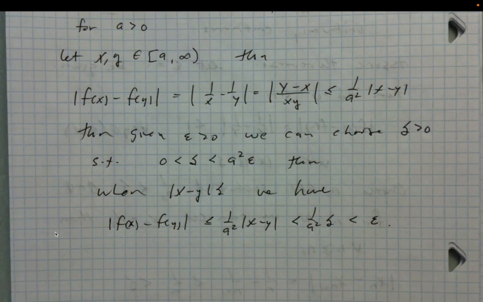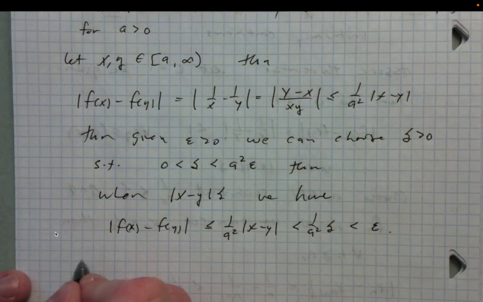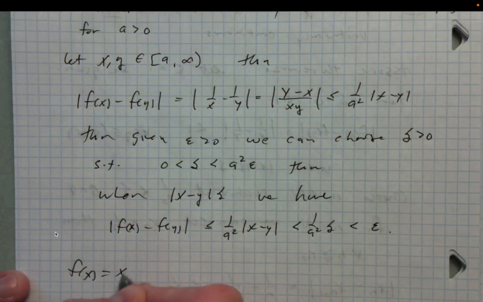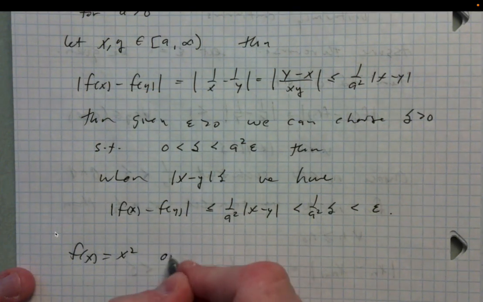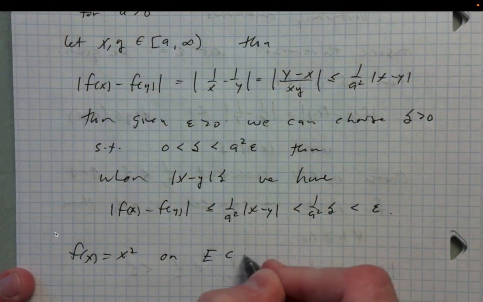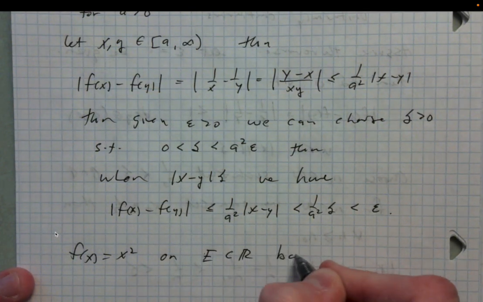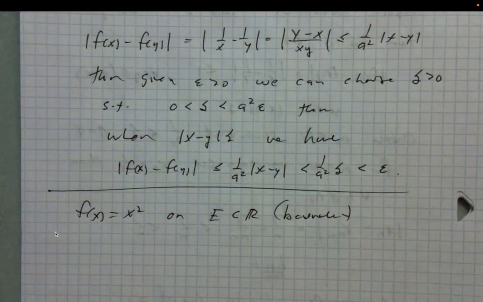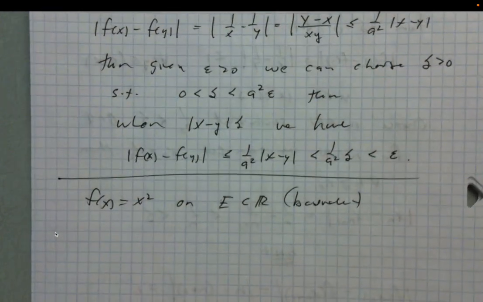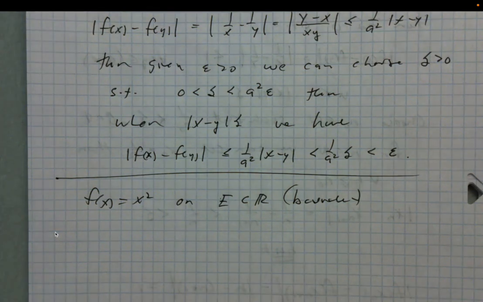Okay, and so we saw two examples here. We saw f of x equals x squared, uniformly continuous. Well, so this is just any E in R bounded. All right, so we saw this example, f of x equals x squared, on any bounded subset of the real numbers. We saw that that's a uniformly continuous function.